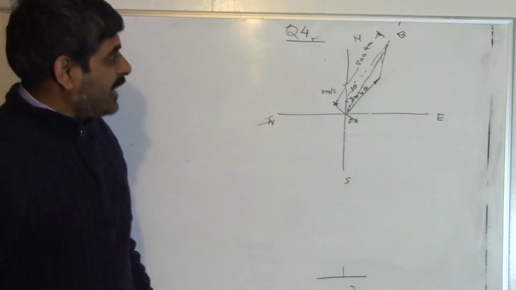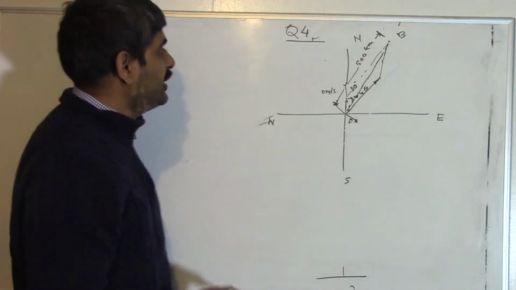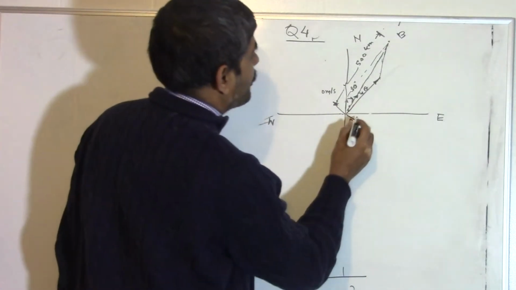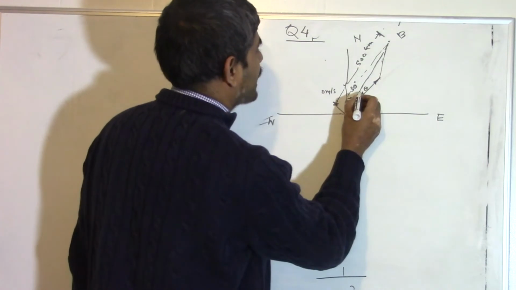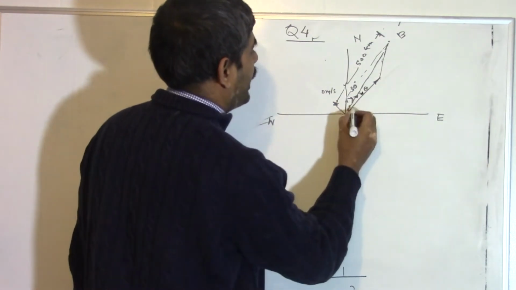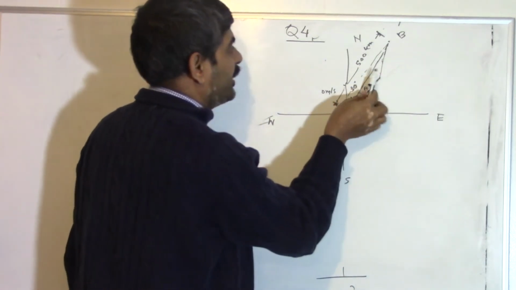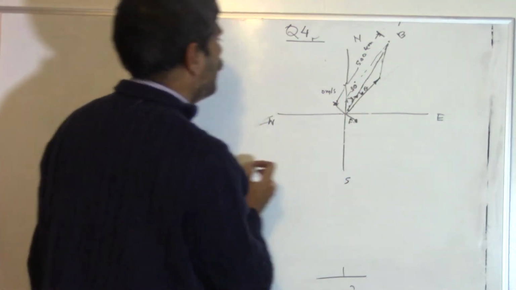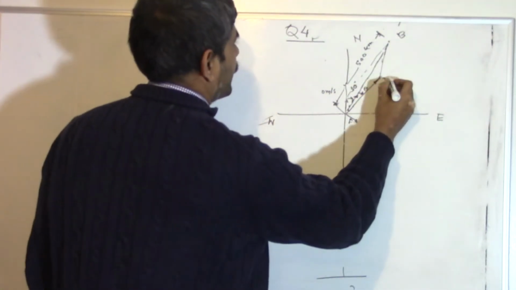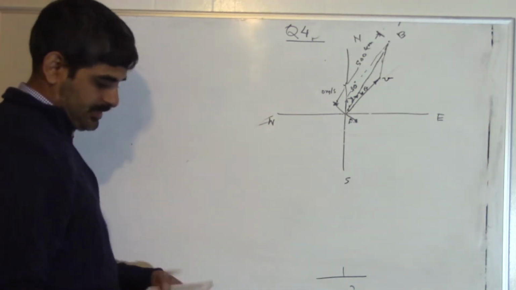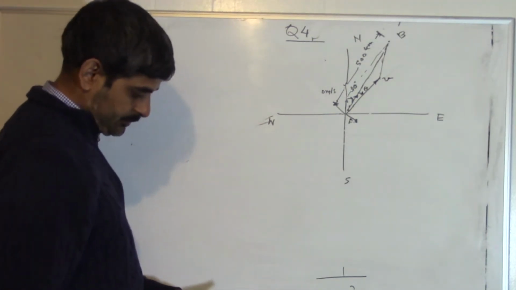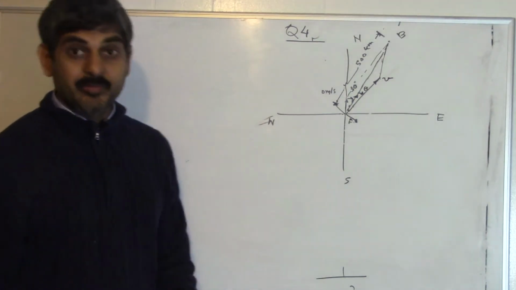And for that, the condition is, if I call this angle theta, then the component of the plane's velocity in the direction perpendicular to this will be, let us say, plane velocity, which is given as 150 meter per second.